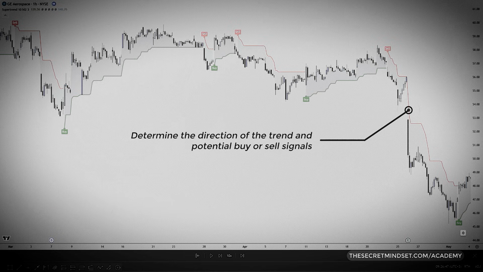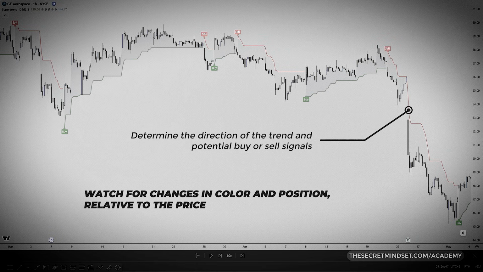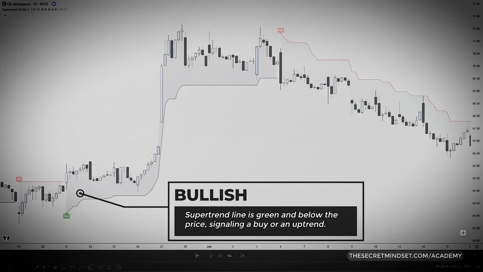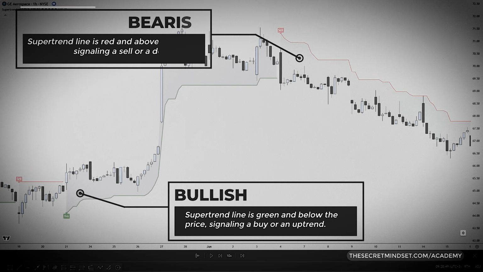Supertrend is another ATR-based indicator that helps you determine the direction of the trend and potential buy or sell signals. When reading the Supertrend indicator, it's all about watching for changes in color and position relative to the price. When the supertrend line is green and below the price, it's pointing north, signaling a buy or an uptrend. When it's red and above the price, it's pointing south, signaling a sell or a downtrend.